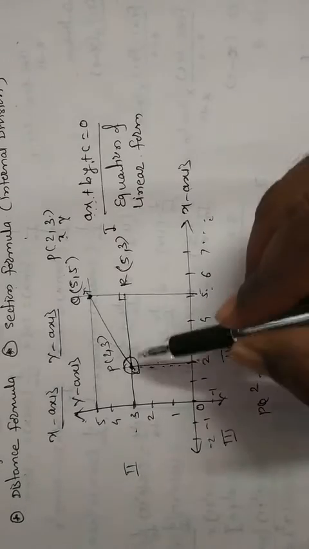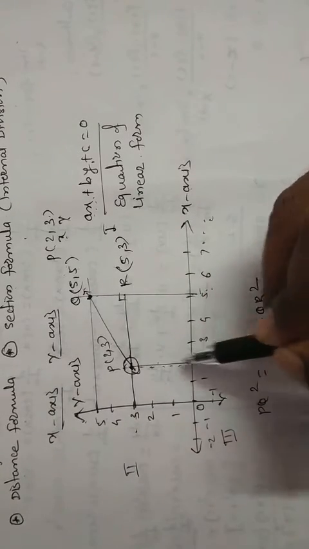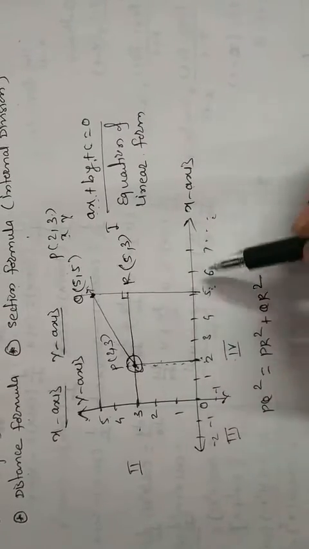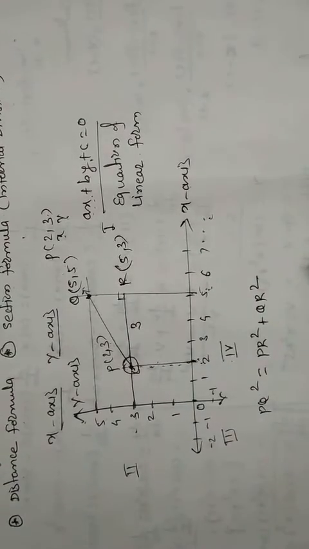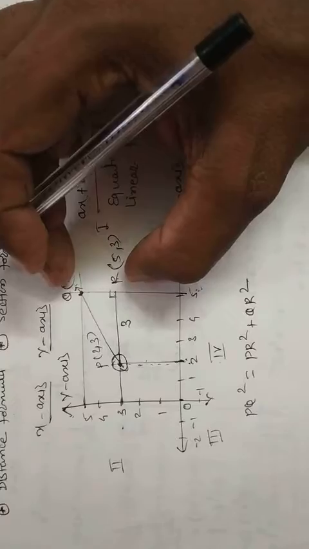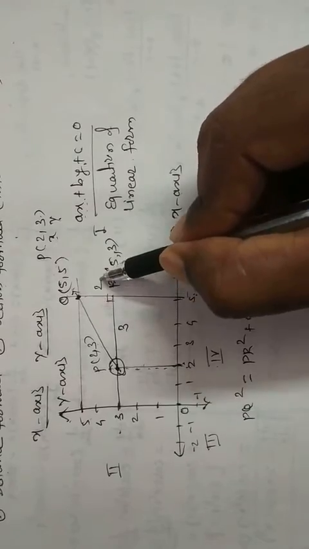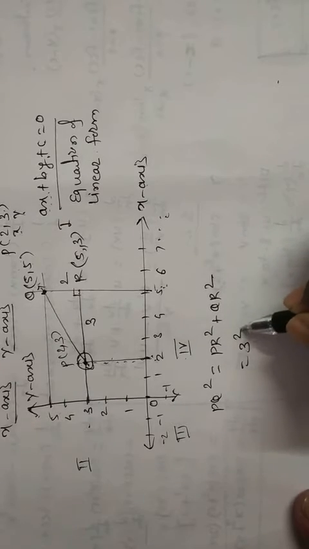Now what is PR? What is the distance between P and R? So P point is 2. R point is 5. So the distance between PR means 5 minus 2. So this is 3. Obviously QR is what? The QR point, this point is 5, this point is 3. 5 minus 3 is 2. Then we can write here 3 square plus 2 square, that is 9 plus 4, so that equals 13. Then PQ is equal to under root of 13 centimeter or unit.